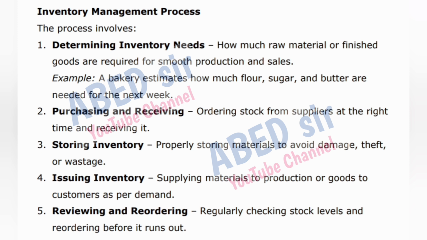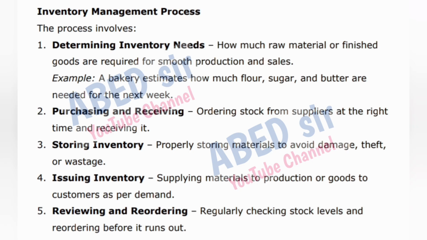Inventory management process. The process involves 1. Determining inventory needs, how much raw material or finished goods are required for smooth production and sales. Example, a bakery estimates how much flour, sugar, and butter are needed for the next week. 2. Purchasing and receiving, ordering stock from suppliers at the right time and receiving it. 3. Storing inventory, properly storing materials to avoid damage, theft, or wastage. 4. Issuing inventory, supplying materials to production or goods to customers as per demand.